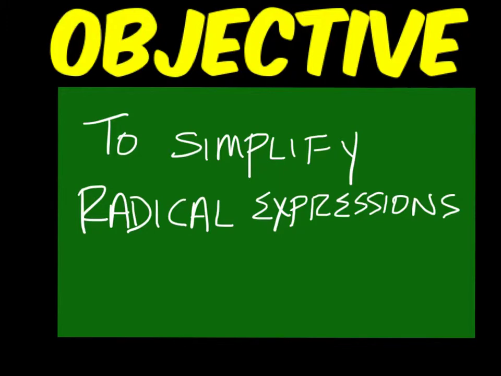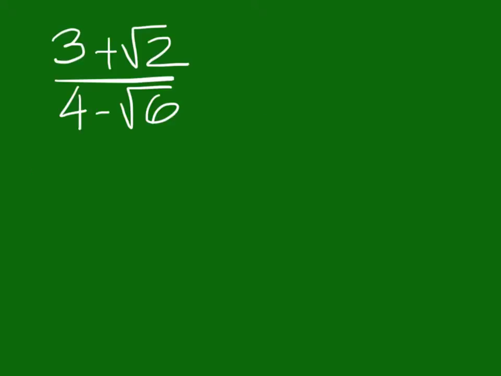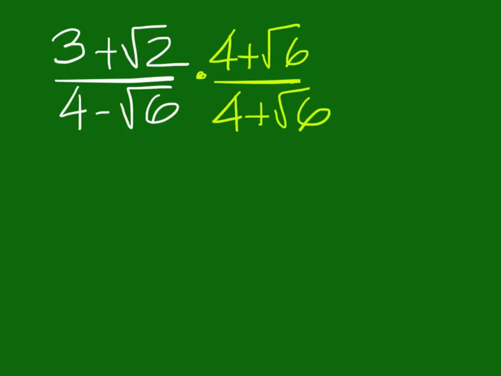To simplify radical expressions, example 1 will be just like yesterday, so we can get some more practice. We have 3 plus square root of 2 over 4 minus square root of 6. So what you have to do is multiply the top and the bottom by 4 plus square root of 6, and then do your multiplications. You use the opposite sign of what's in there.